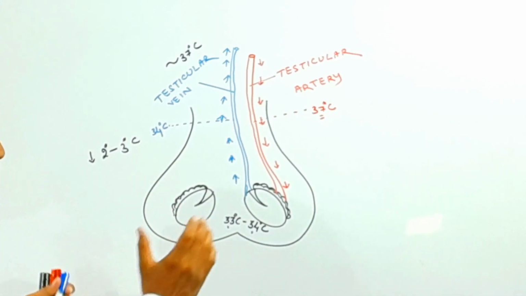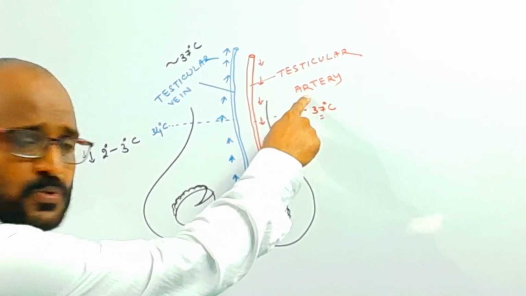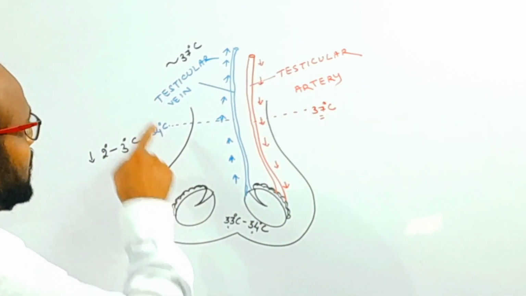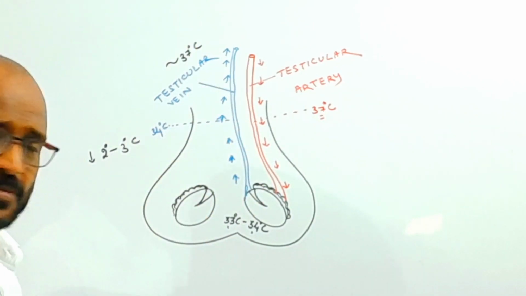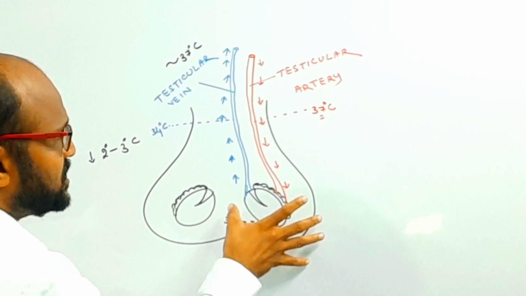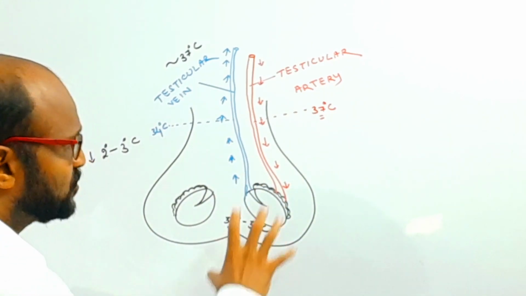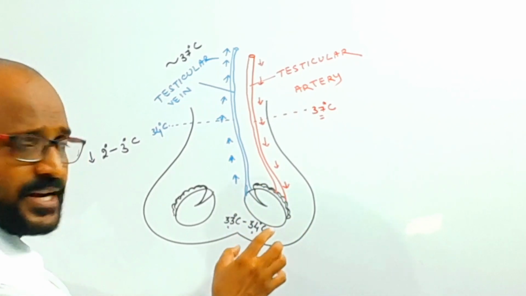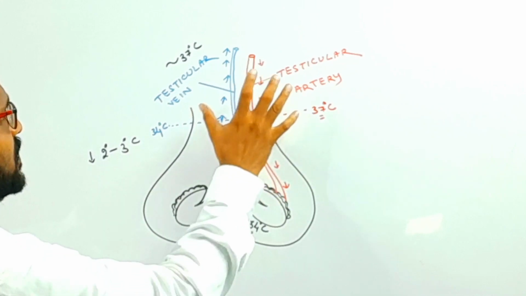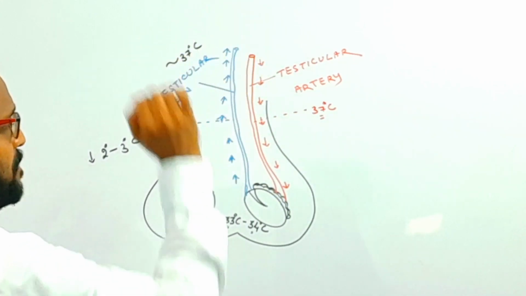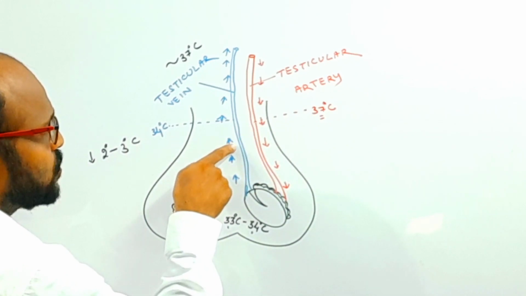So what is the actual problem? Here the testicular artery carries the hot blood and the testicular vein carries the cold blood. But the testis needs the cold environment, meaning blood at 34 degrees, and the body needs blood at about 37 degrees. So here is the hot blood and here is the cold blood.